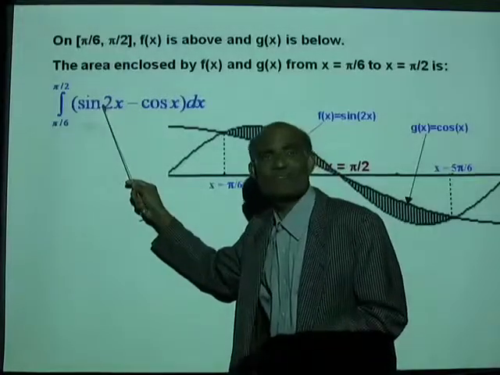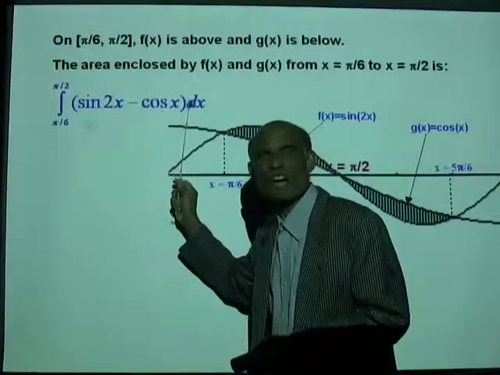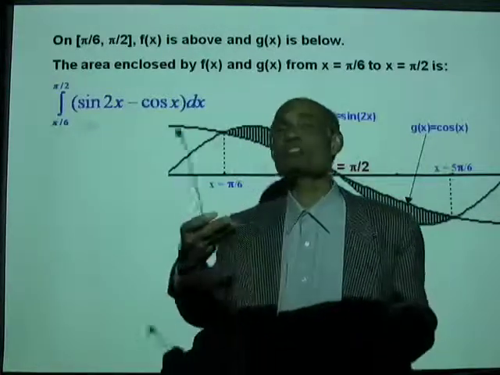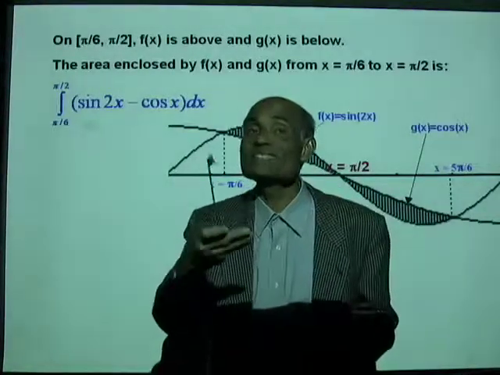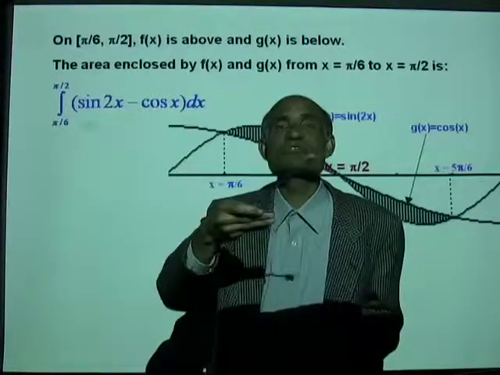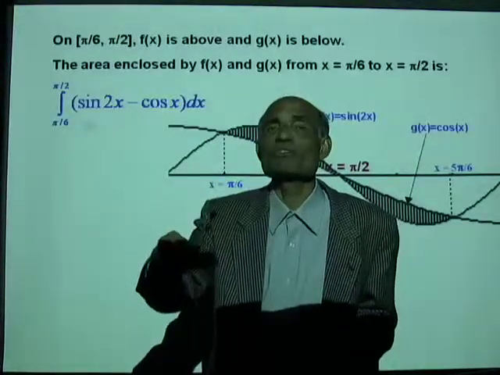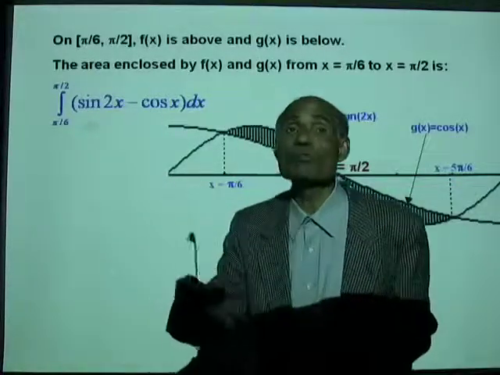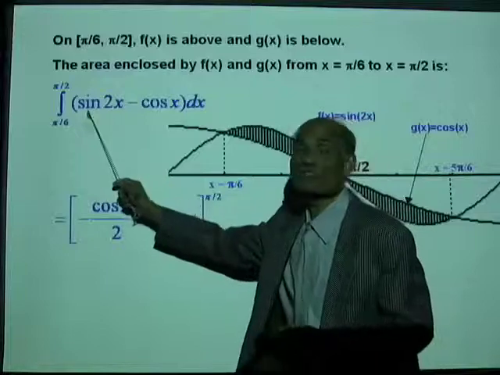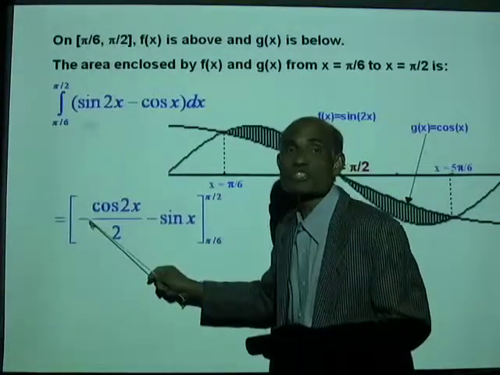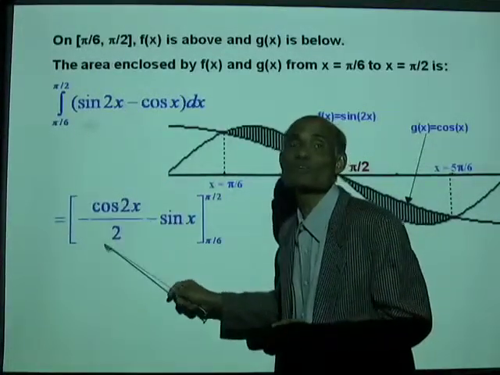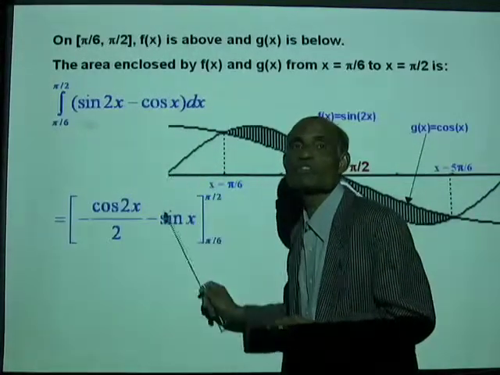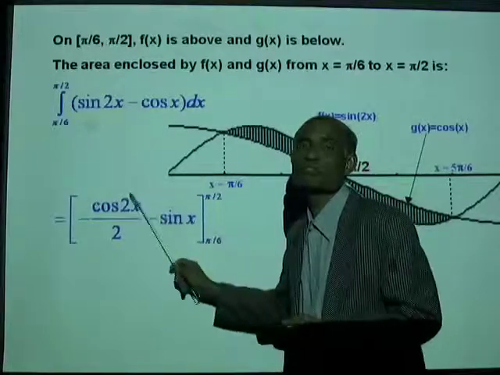Alright, can you tell me the integral of sine of 2x dx? Integral of sine x is negative cos x. Integral of sine mx is negative cos mx over m. So the integral of sine of 2x is negative cos 2x over 2, minus the integral of cos x dx, which is sine x. Now don't confuse this.